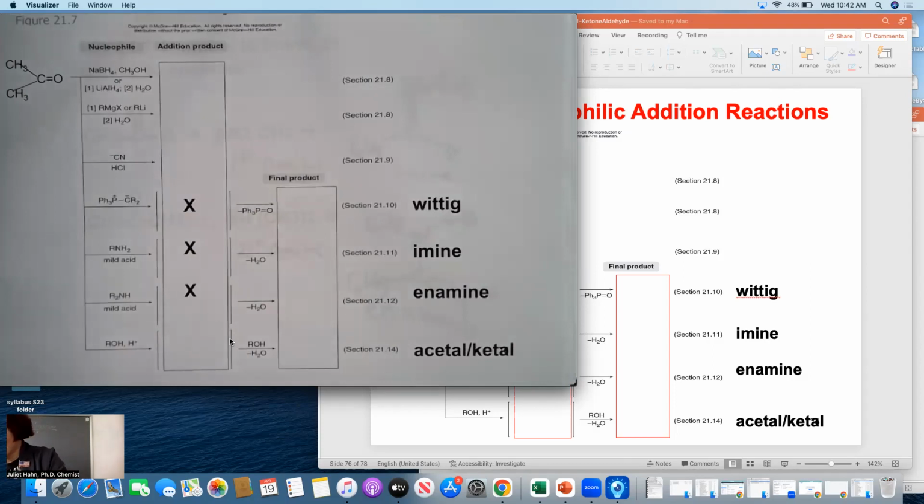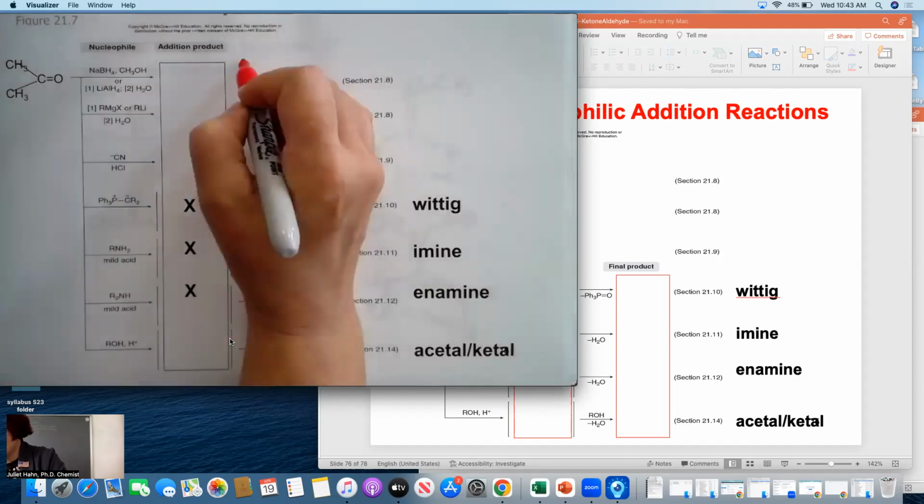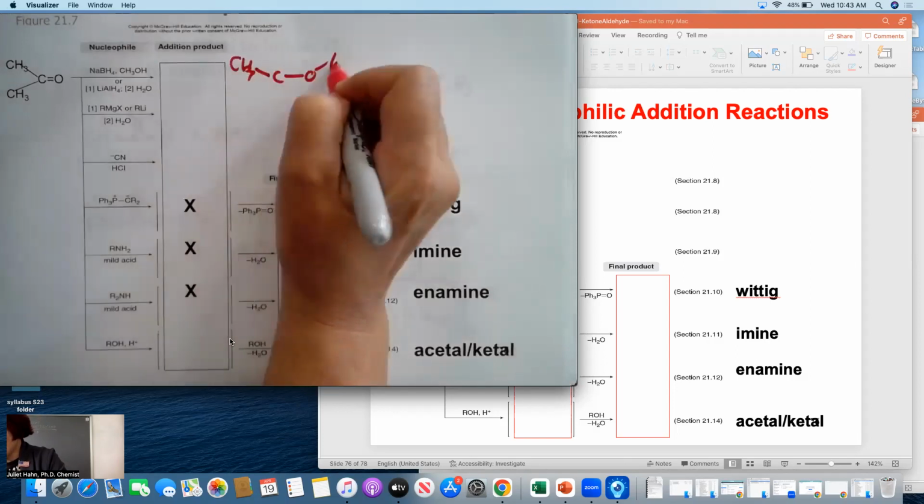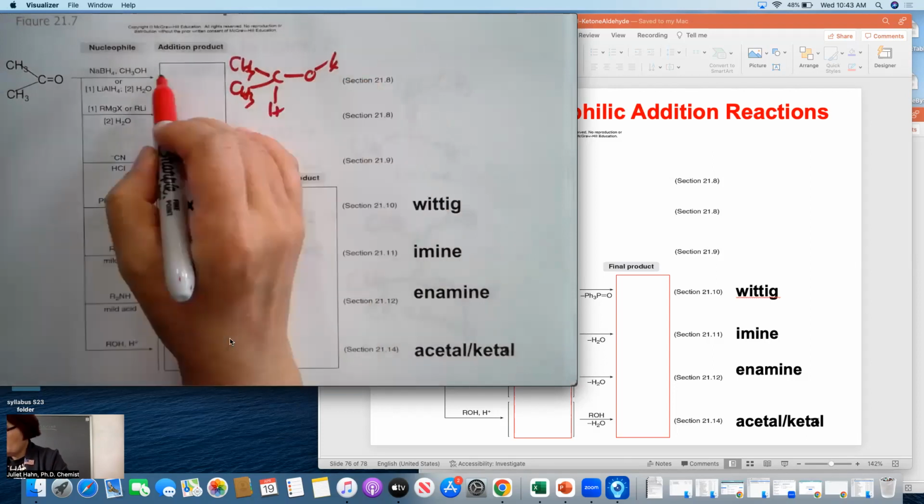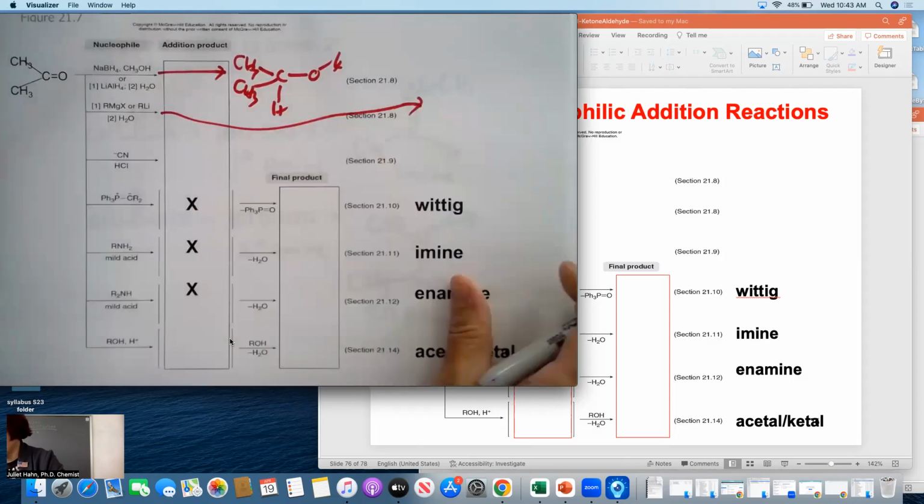So anyway, the first reaction here is just plain old nucleophilic addition where your addition is with a hydrogen. So that would be what that turns into. What about this? This is where the R is the incoming nucleophile.